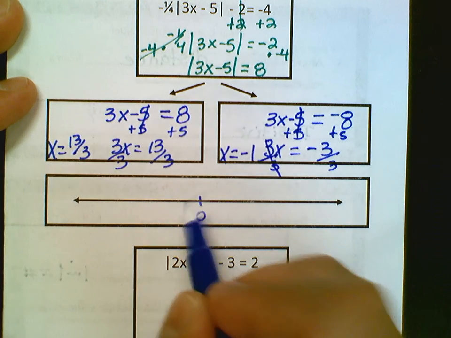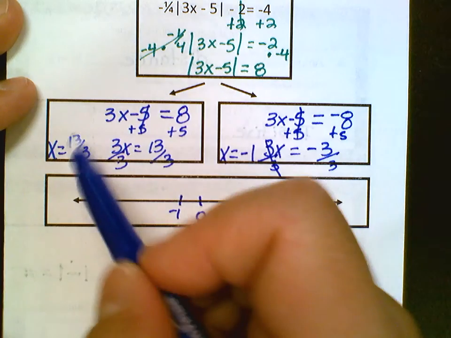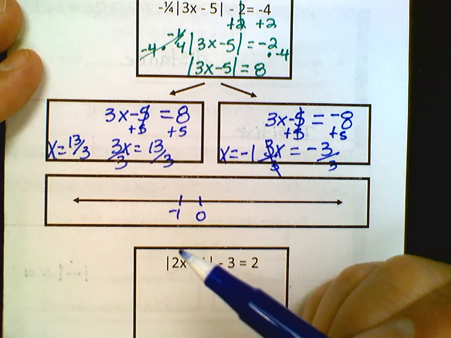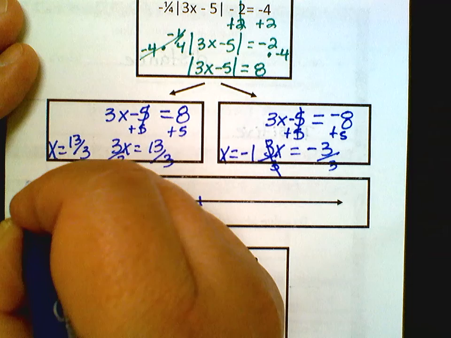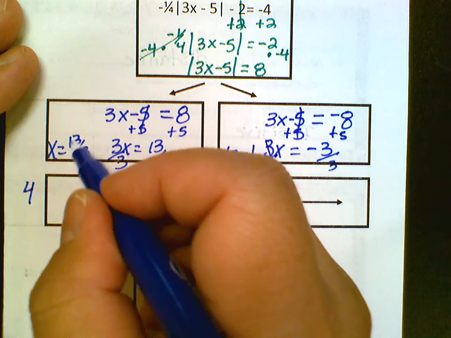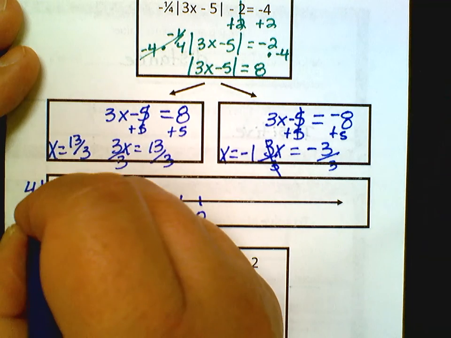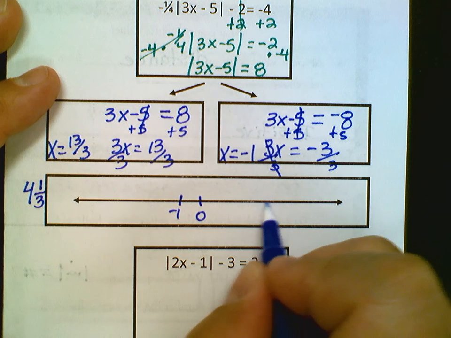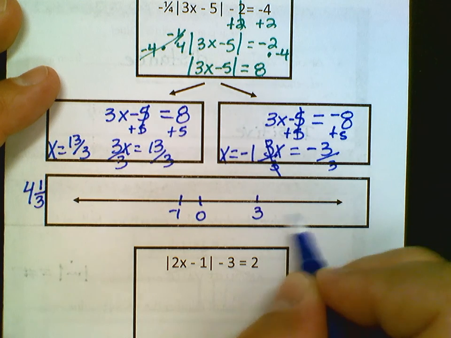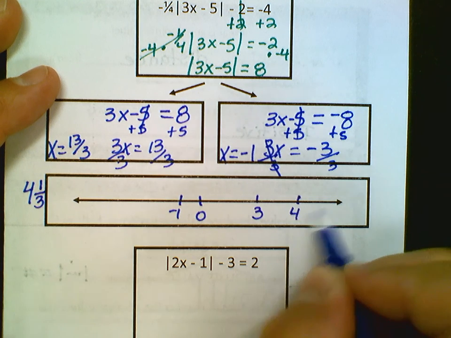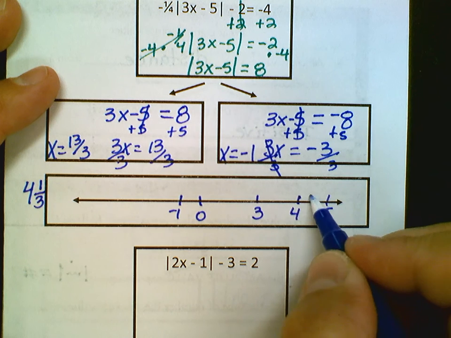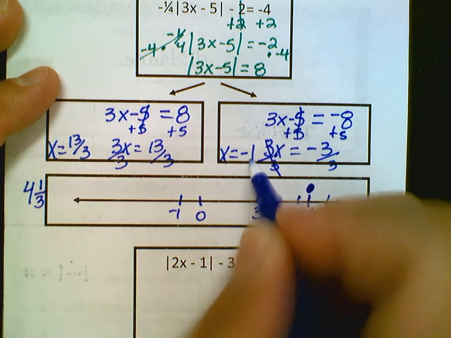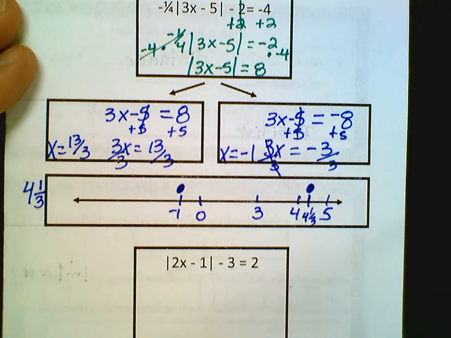So here's 0. Here's -1. Now where does 13/3 go? 3 divides into 13 4 times. 3 times 4 is 12, so that leaves me with one more. And so I have 4 1/3 here. So I can do like a 3 and a 4 and a 5, and I'll just put 4 and 1/3 here, and -1 here.